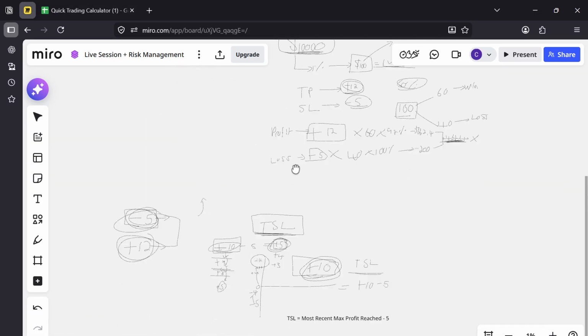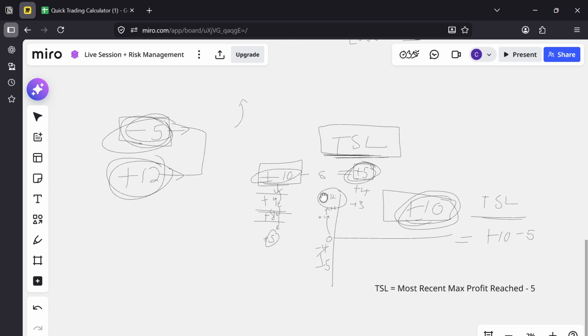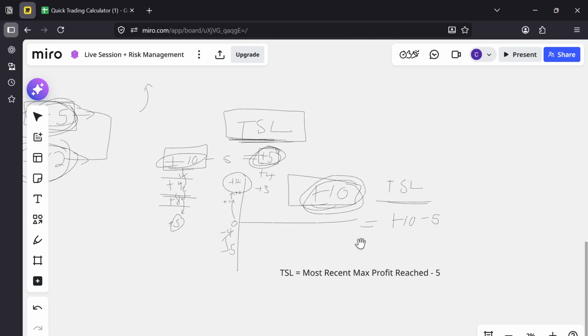Let's get back to it though, right? So we obviously know for our trailing stop loss, whatever max level we reach on our most recent max profit, we just subtract that by 5. And if we end up going below, for example, from a maximum profit of plus 10 reached minus 5, that would mean our trailing stop loss is plus 5.